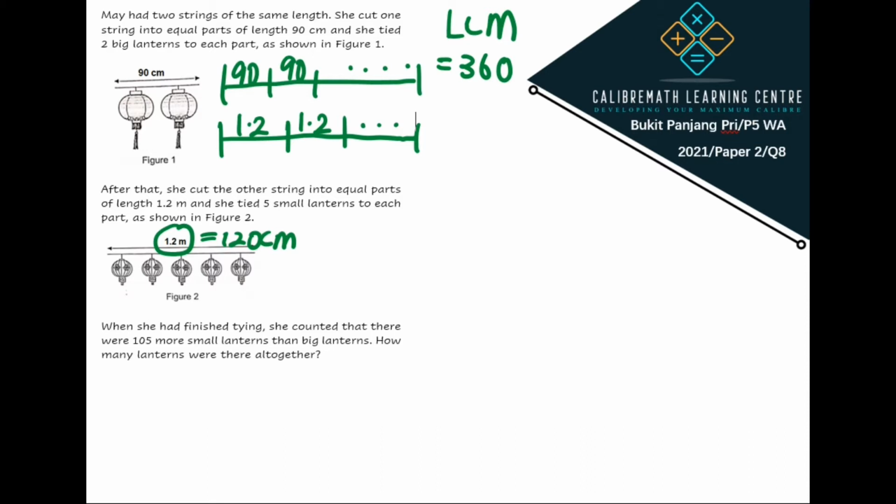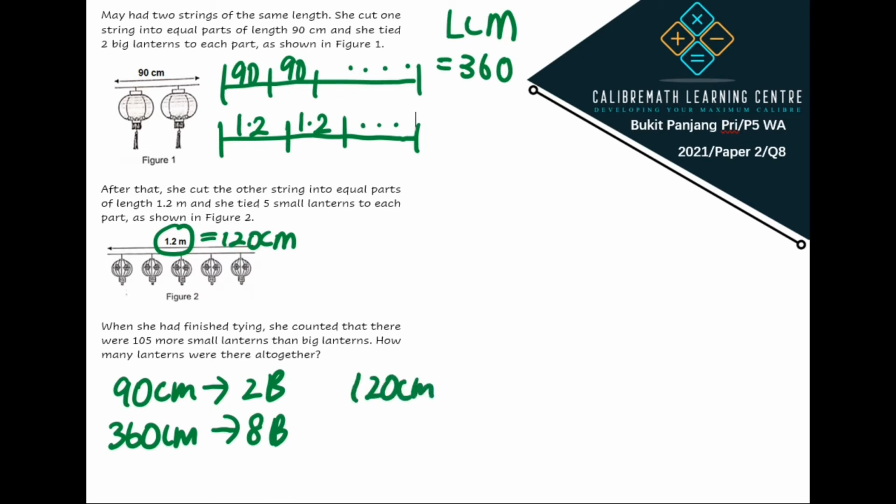So let's write out the information that we see in figure 1 and figure 2. In figure 1, two big lanterns are attached to the 90 cm. And for 360 cm, there will be 8 big lanterns. And for the second figure, 120 cm, 5 small lanterns. And for 360 cm, we have 15 small lanterns.